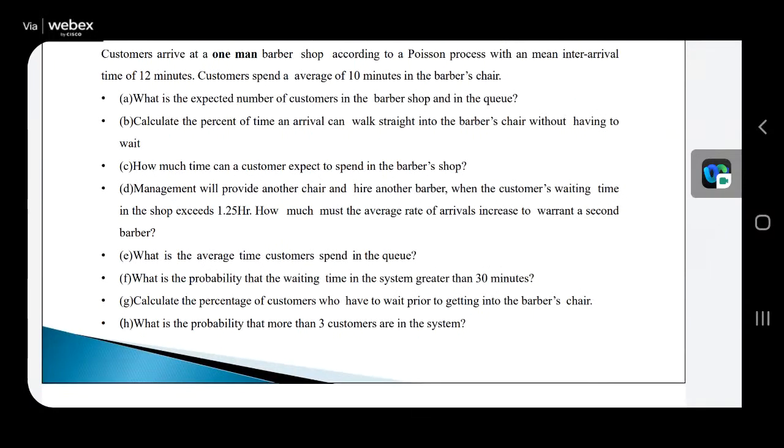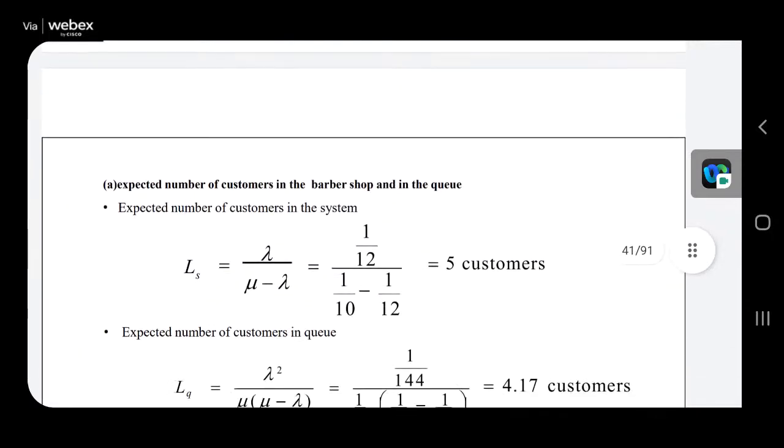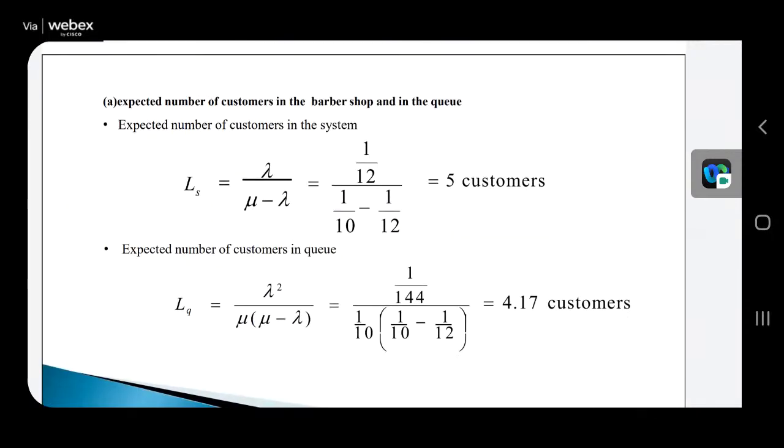Now we'll go to the first one. What is the expected number of customers in the barber shop and in the queue? First, I'll go to the expected number of customers in the barber shop. It's a very simple thing. The barber shop here itself is a system, correct? So it is nothing but the expected number of customers in the system. You have the LS formula, please apply it. Lambda by mu minus lambda, you'll be getting 5 customers.